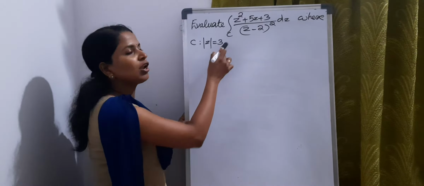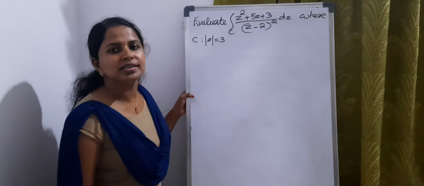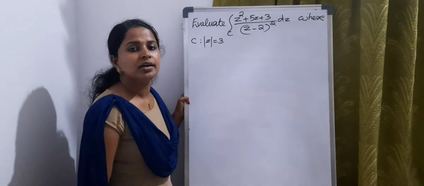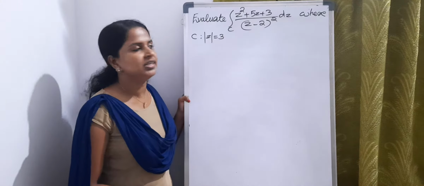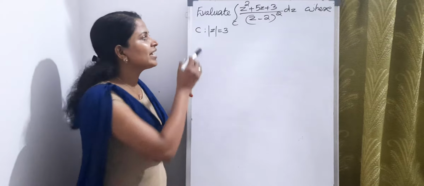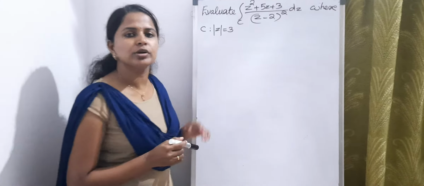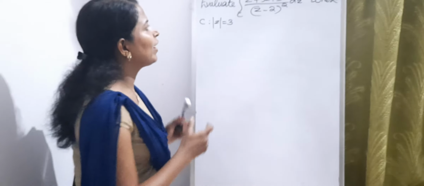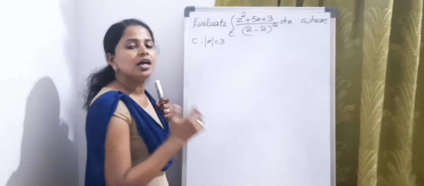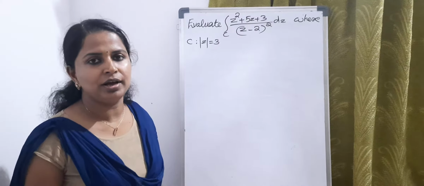Evaluate the integral over C of (z square plus 5z plus 3) by (z minus 2) whole square dz, where C is the circle mod z equal to 3. Evaluate this integral using Cauchy's integral formula.